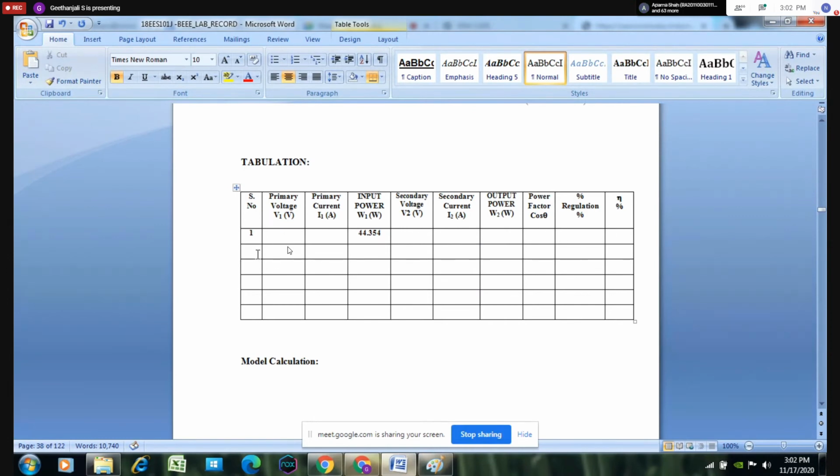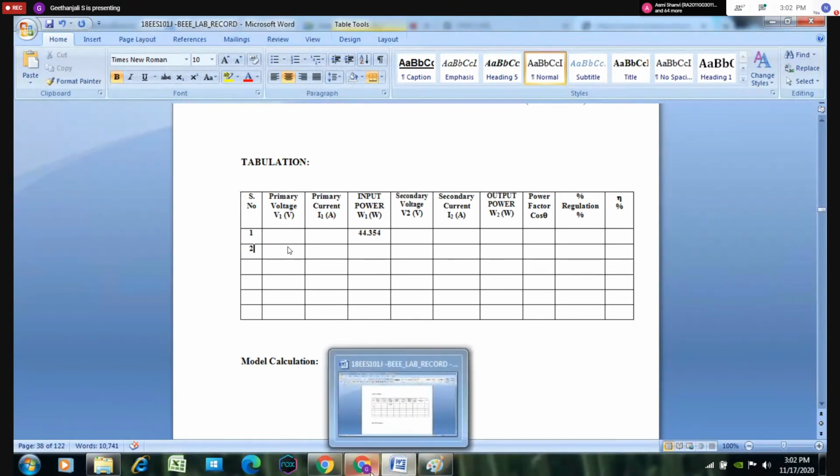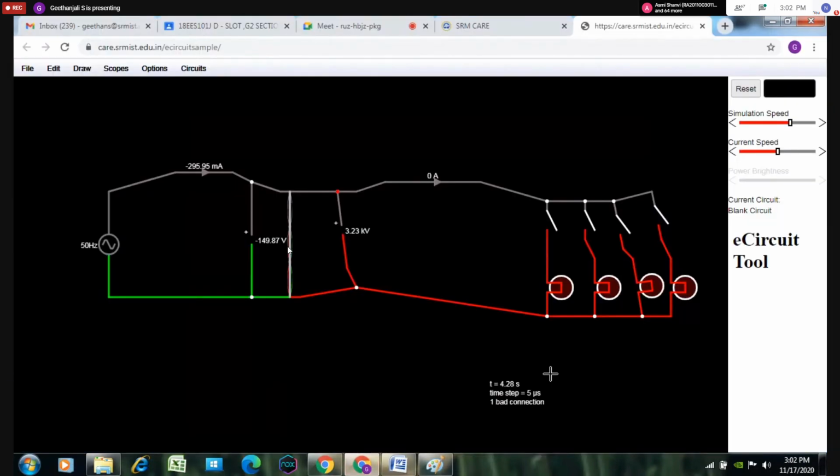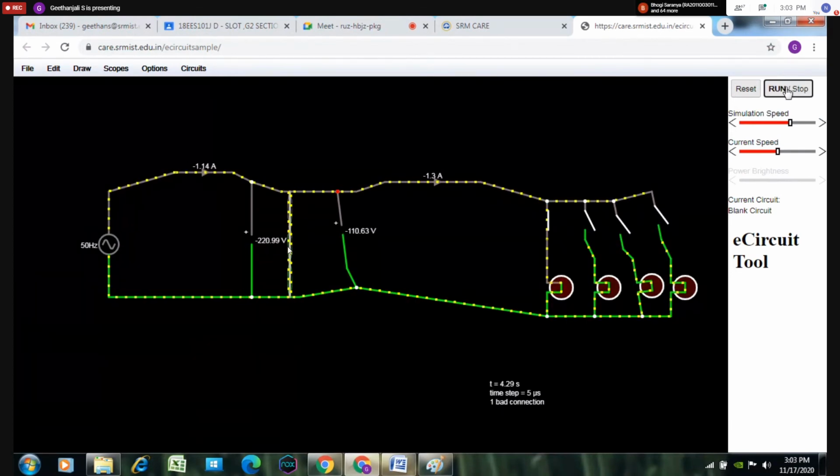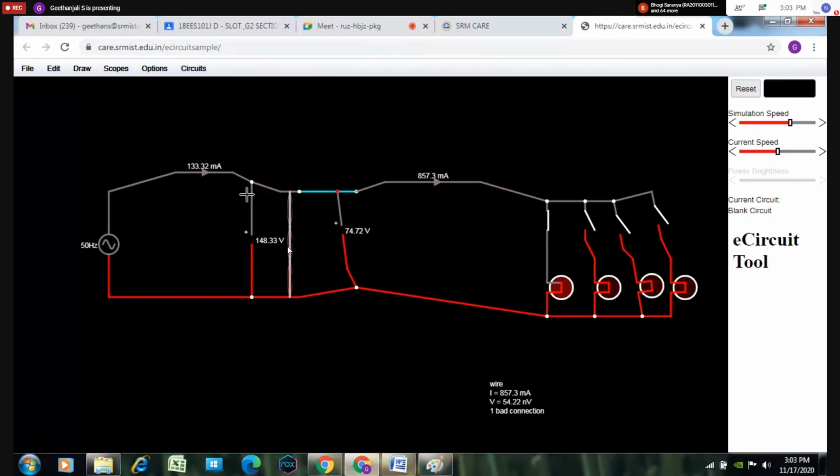Next, second reading. You have to gradually increase the load. 4 lamps are there. First you switch on this lamp. Then simulation, stop. Take the instantaneous value.